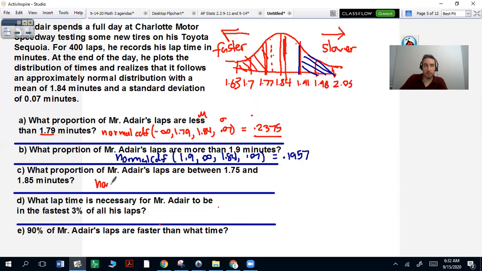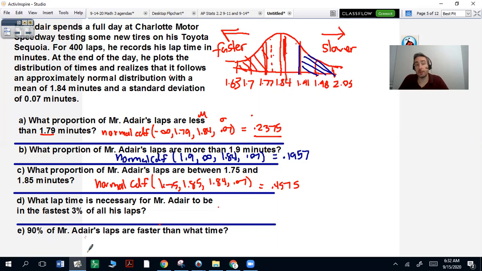So normal CDF, 1.75, comma 1.85, 1.84, 0.07. If I had a little bit more vertical space, I would just write lower equals this, upper, mean, standard deviation, but I'm just kind of paraphrasing what you put in the calculator. So this is 0.4575. So that's how you can get percentages in the calculator. Now, in the next problems, we're dealing with percentages, trying to get values from there.